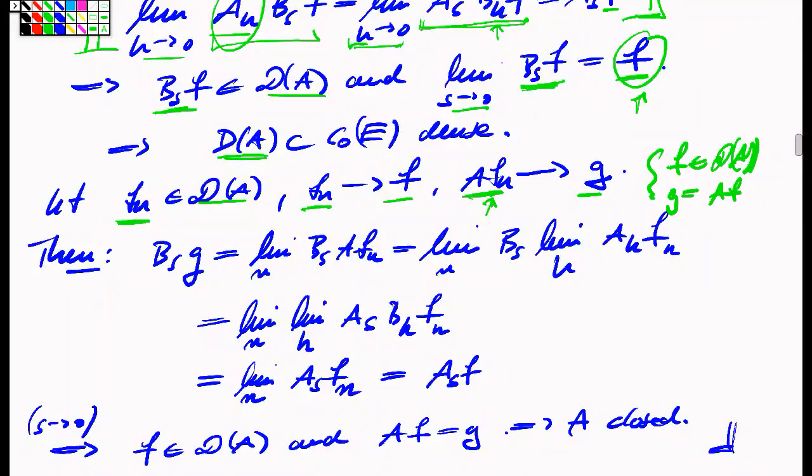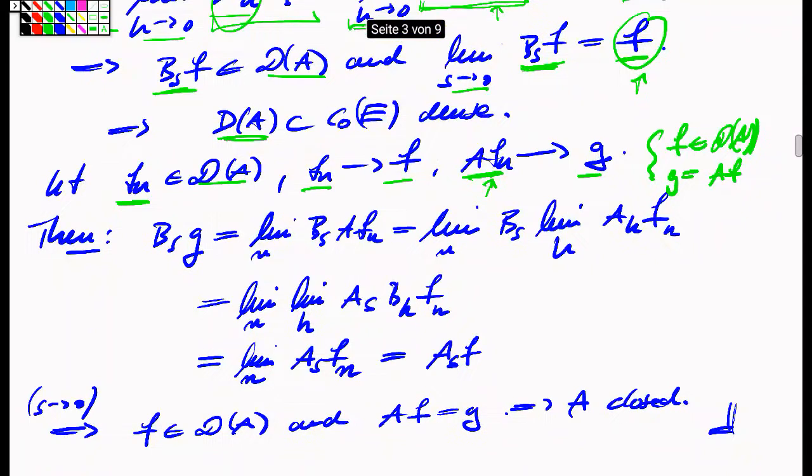Okay, so let us fix this sequence of f_n elements, of which we know that the f_n's converge to some f, and of which we also know that A f_n converges to some g. So what can we say about the g? Well, we take our B operator, the approximation of identity, and apply it to the g.